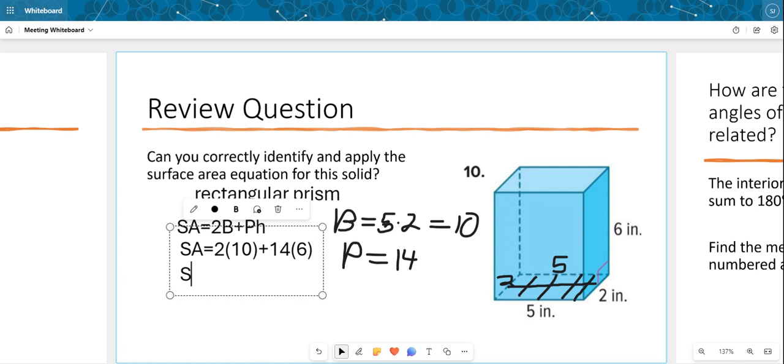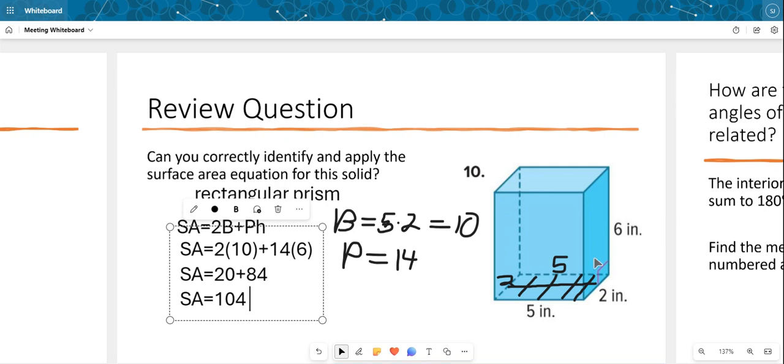We just had to evaluate. It was just plugging numbers into a calculator. 2 times 10, that's 20. 14 times 6, a little bit more difficult to memorize, but if you plug that into a calculator, as I would expect plenty of you will, you'll get 84. So we get the surface area altogether is 104.